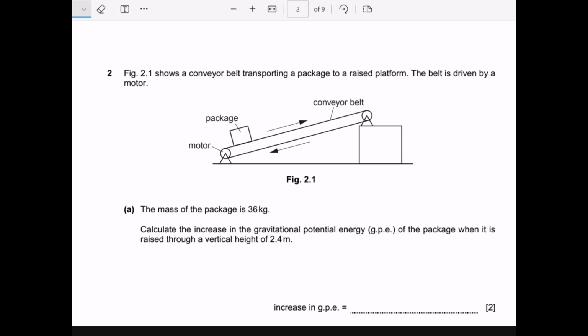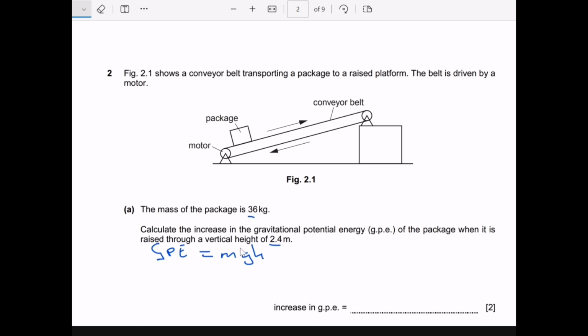So what do we do there? Remember, we are talking about the gravitational potential energy. Gravitational potential energy, which is GPE, is equal to MGH: mass times gravity times the height. Okay, so we're told to calculate the gravitational potential energy of the package, so we have height 2.4 meters.